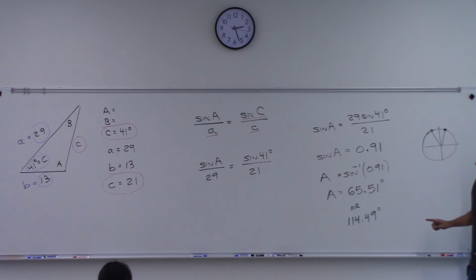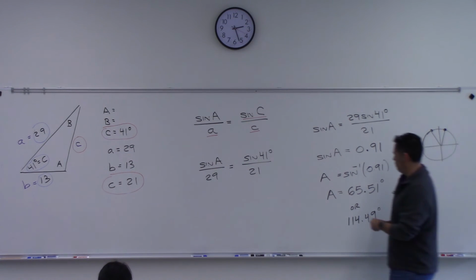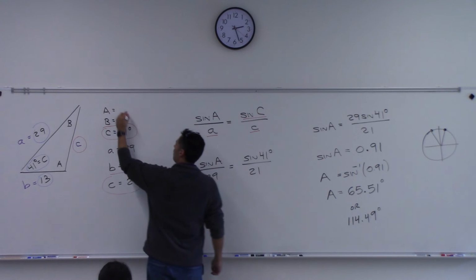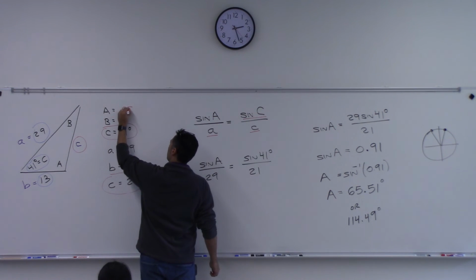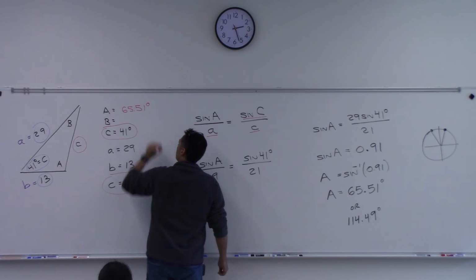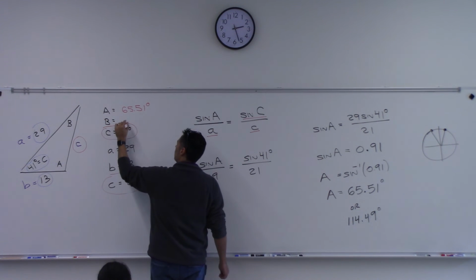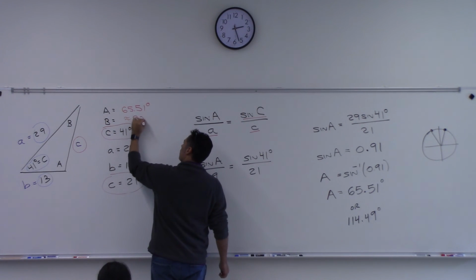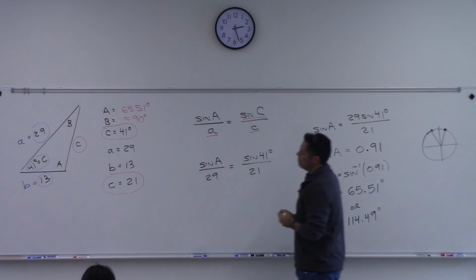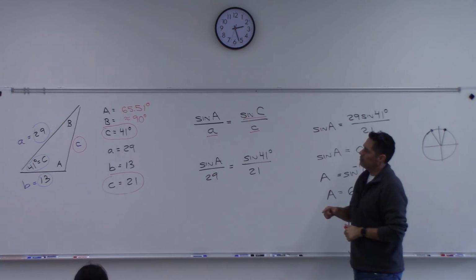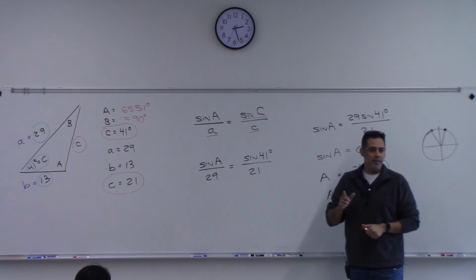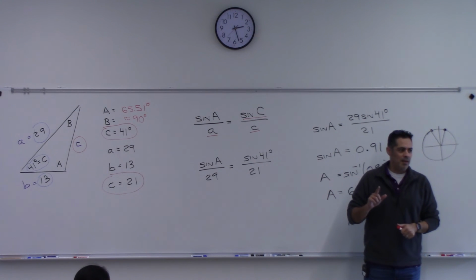So if you use 65.51, that means little b would have to be the rest of the angle, which would equal, what, about 90 degrees, given rough math, like an estimation. But b is also the smallest side, so it can't be the biggest angle. Good. Okay.